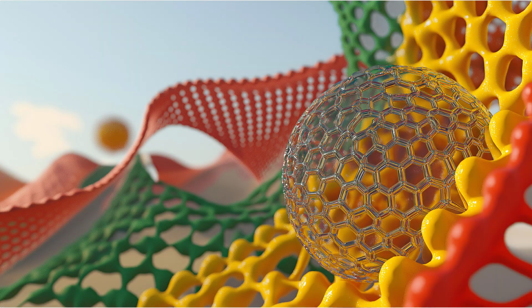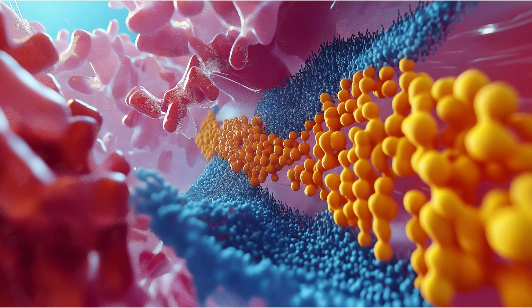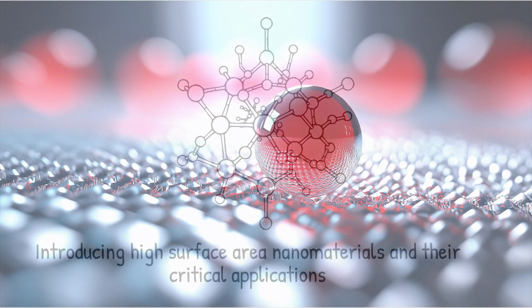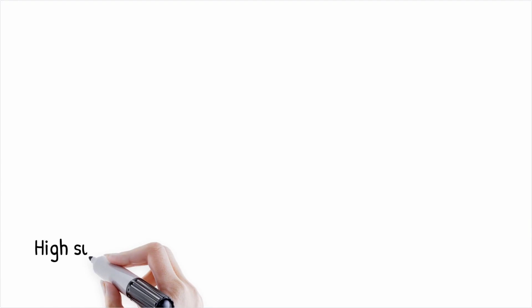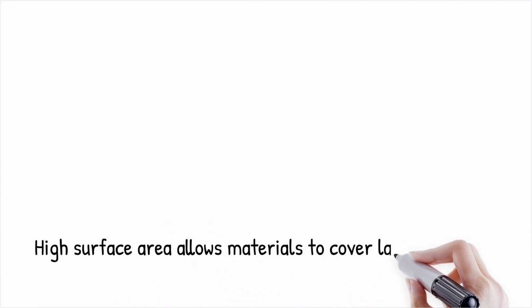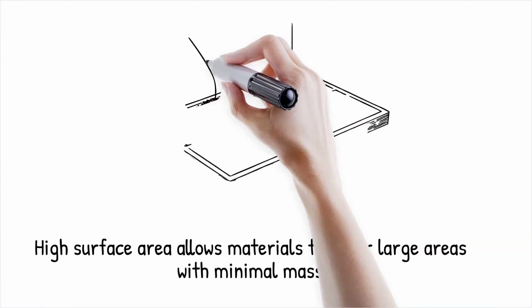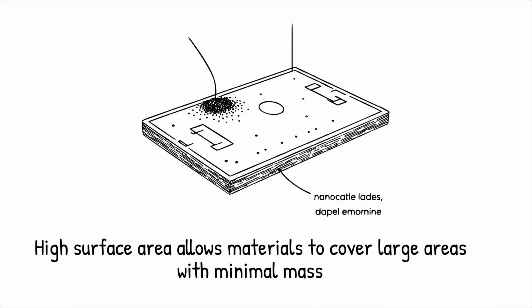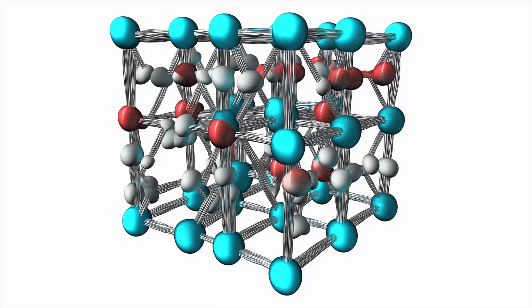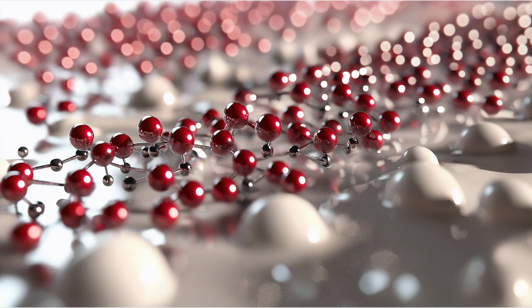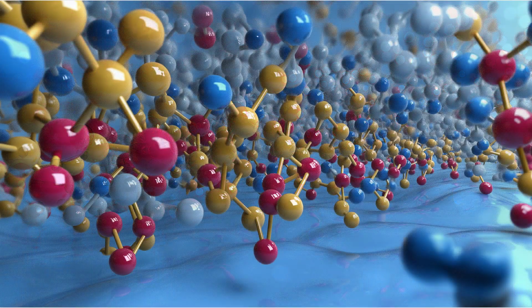Nanomaterials with exceptionally high surface areas are critical in fields like catalysis, energy storage, gas absorption, and water purification. These materials often possess surface areas measured in hundreds to thousands of square meters per gram, meaning that a few grams of material could theoretically cover an entire football field. This remarkable property arises from nanoscale porosity, layered structures, or specific chemical architectures.